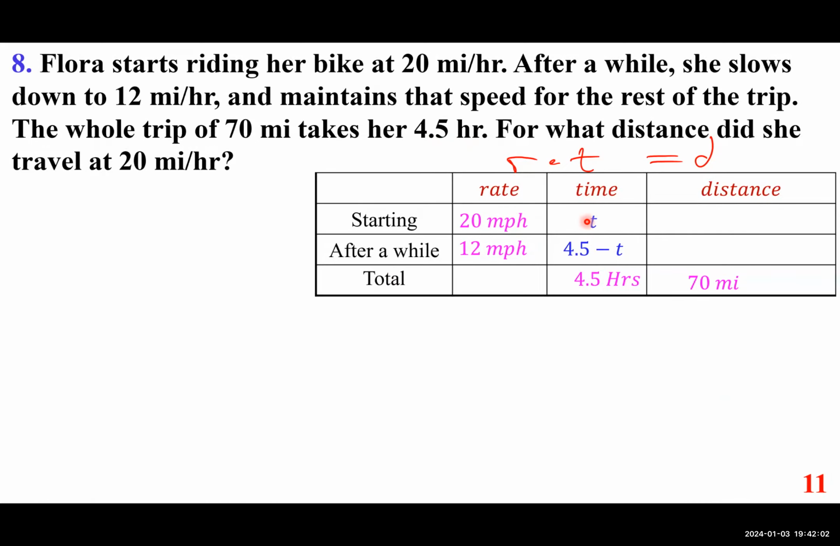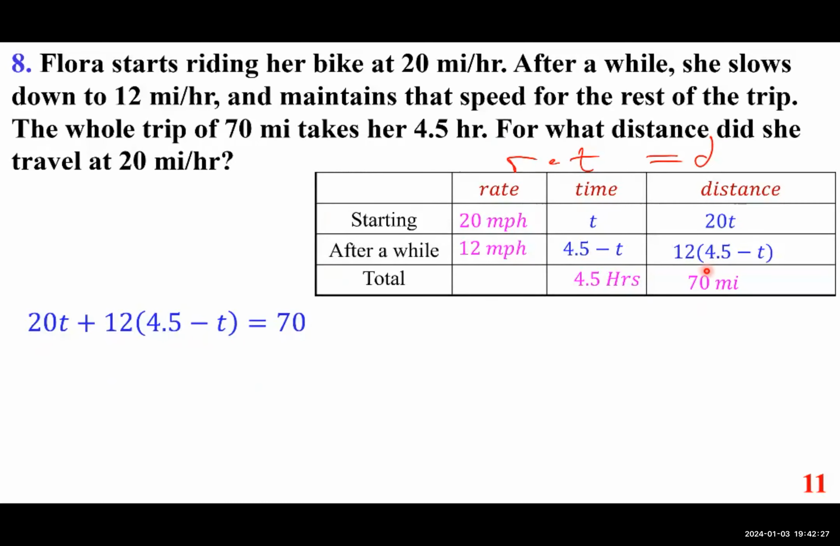D equals the product of these two. So over here, we cover 20 times T. Over here, we cover 12 times 4.5 minus T. And when we add these two, we should get 70. So 20T plus 12 times 4.5 minus T equals 70. I don't think it's possible to come up with that equation without really understanding the concept by setting up the table accordingly. So we distribute the 12, we get 12 times 4.5, which is 54, and this is minus 12T.